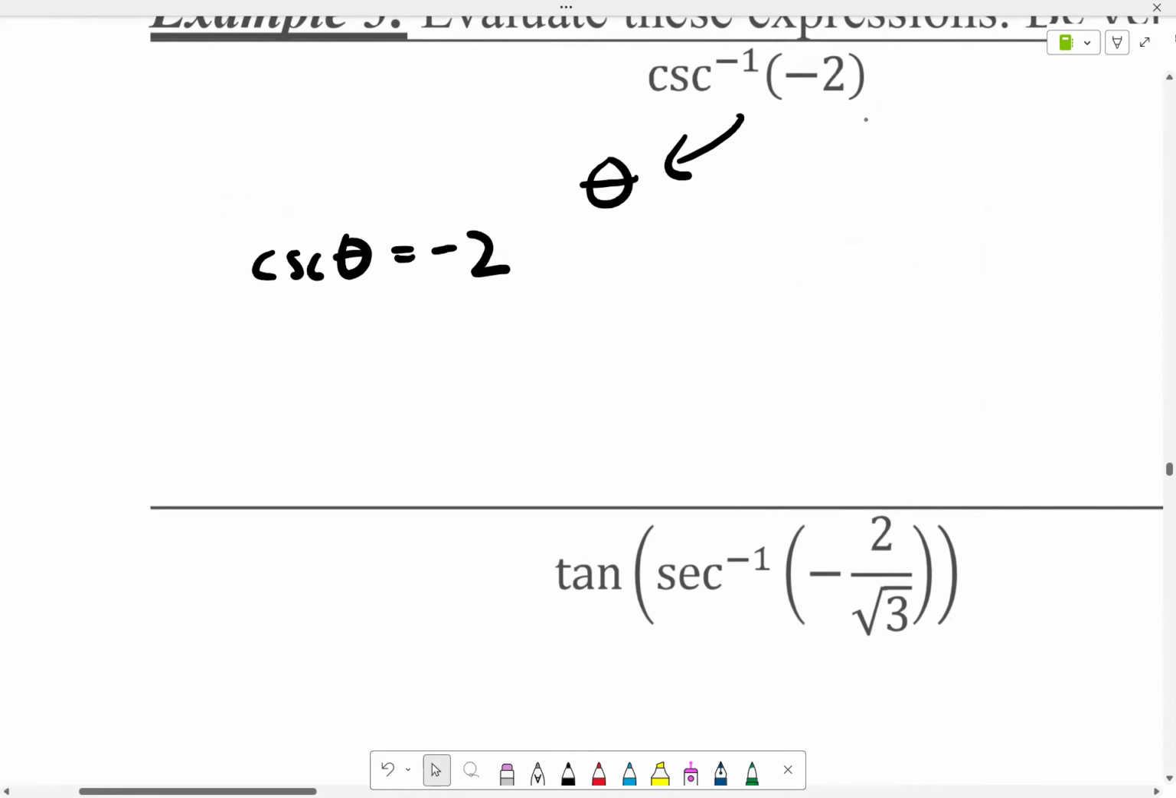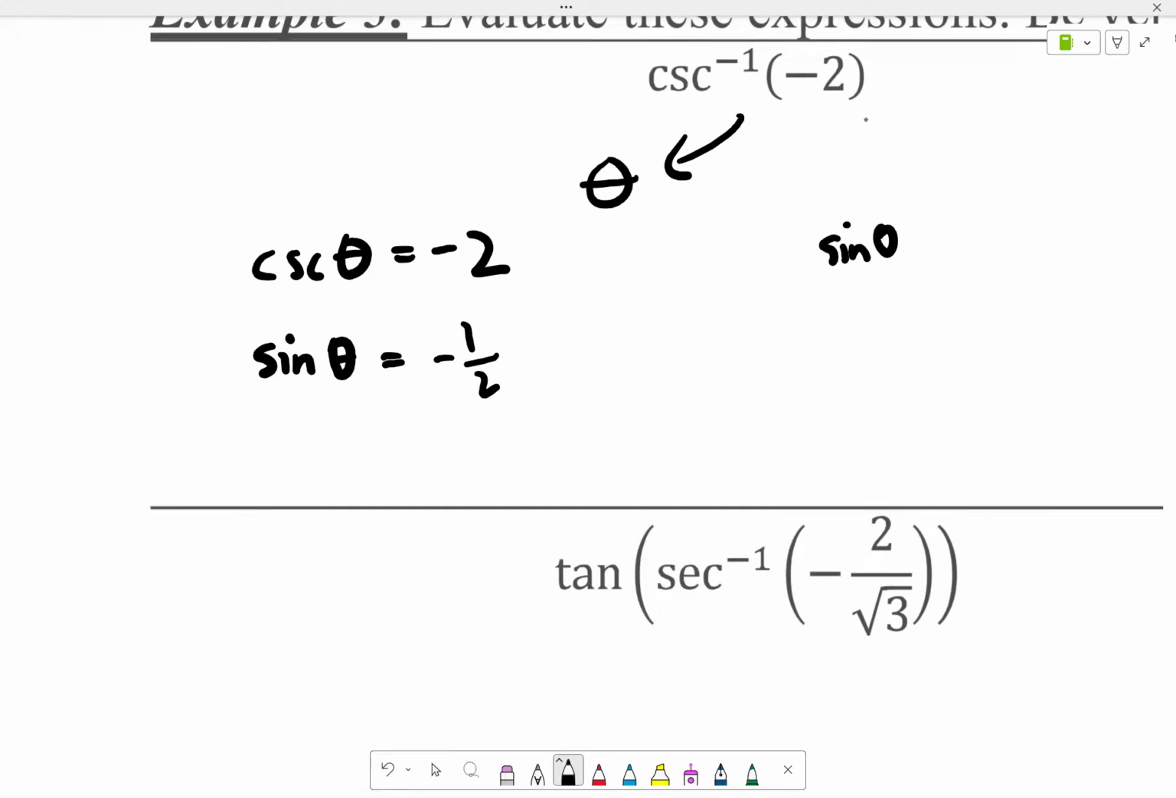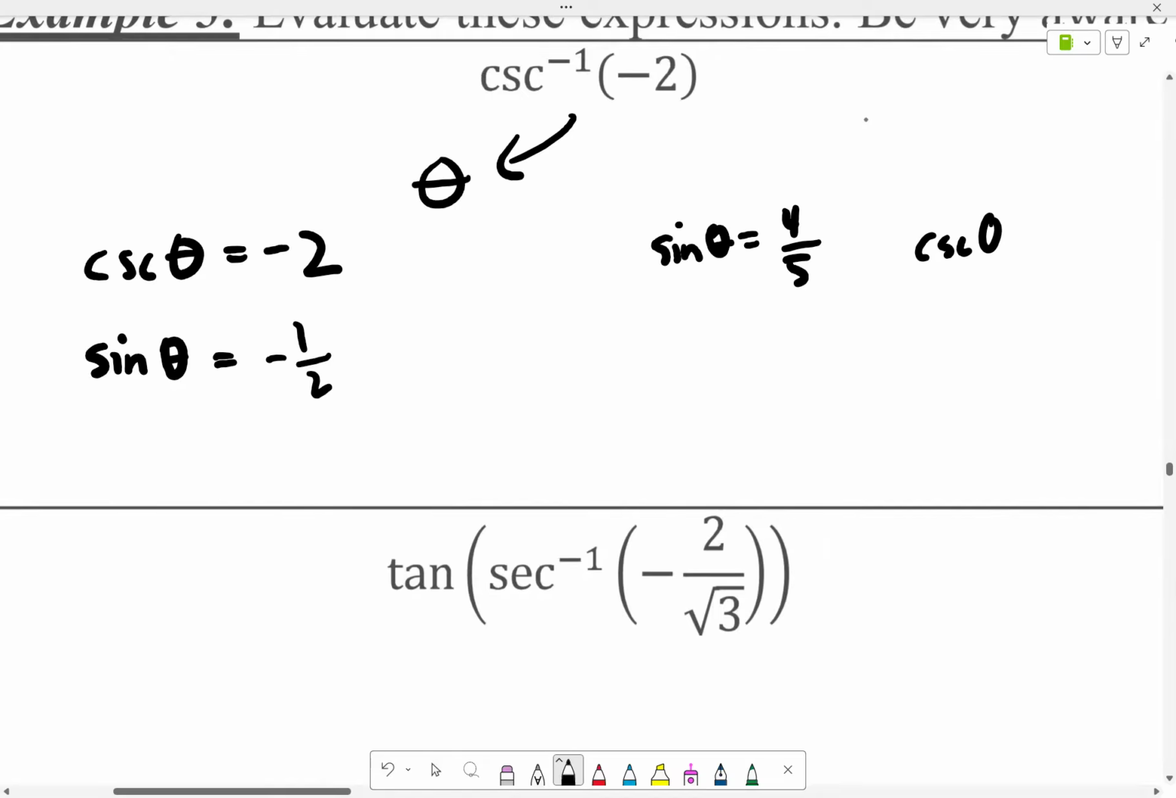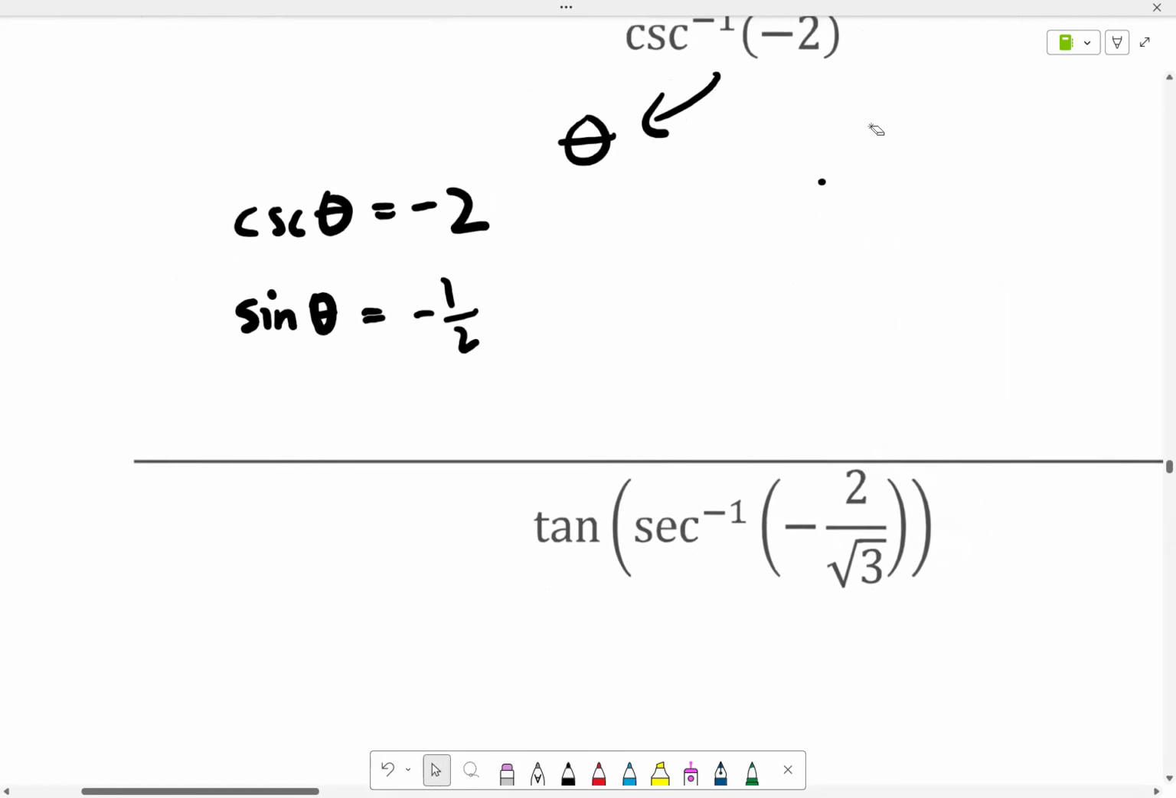Are we ready to finish this one? Yeah, we did it. Where do we go from here? Cosecant is 1 over sine x, so we could say sine of theta is equal to -1/2. Do you remember those exercises from the last units? If you had sine theta equals 4/5, then you just said that cosecant theta equals 5/4. Remember when we did the list of 6? That still works. So now the question is, where does sine theta equal -1/2?